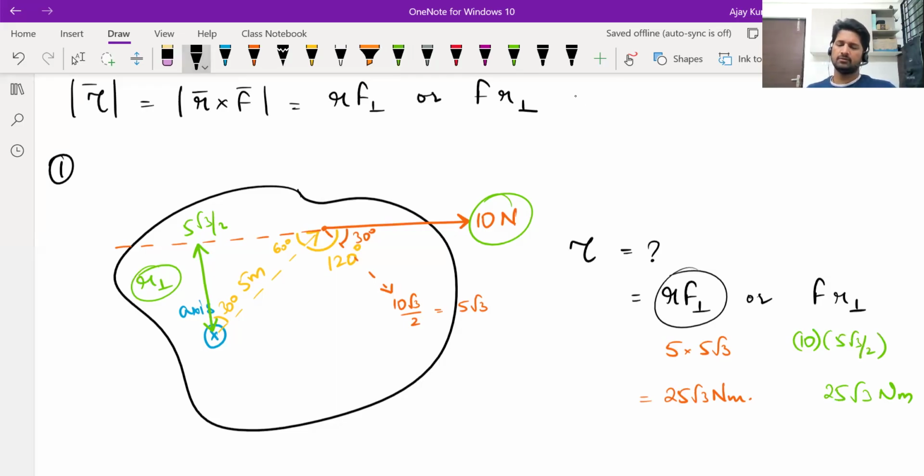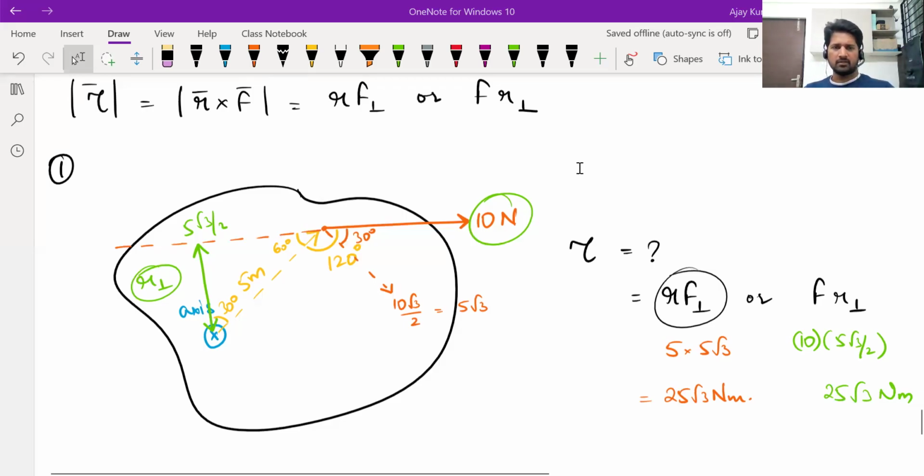Is this clear to all of you? Three of you gave the correct answer. Others, Rishi, Yusuf, did you understand? Yes sir. The complete force does not produce a torque. Only the component of force perpendicular to the position vector produces a torque. That is the idea.